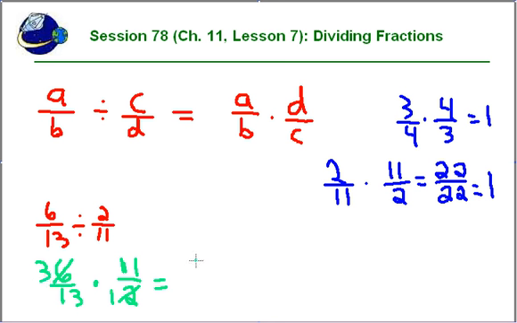3 times 11 is 33. That takes care of our numerator. Our denominator, 13 times 1, is 13. So 6 over 13 divided by 2 over 11 equals 33 over 13.